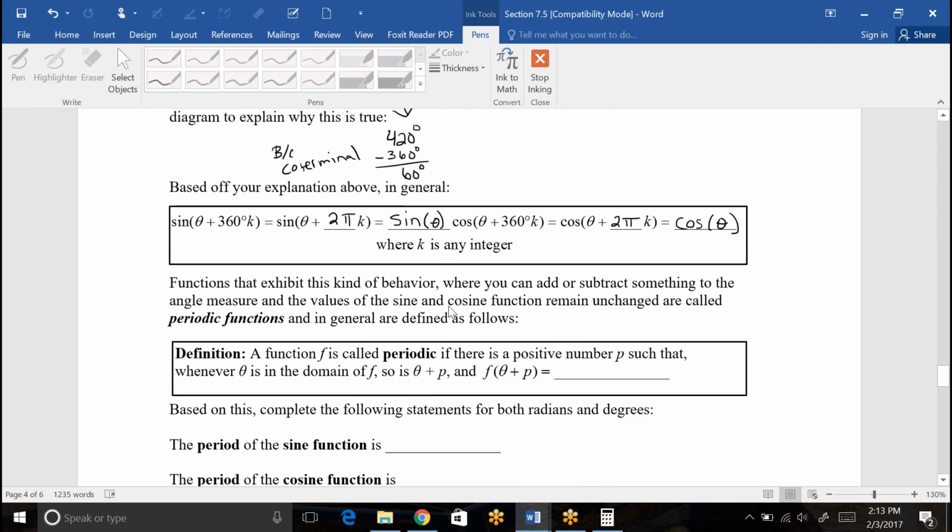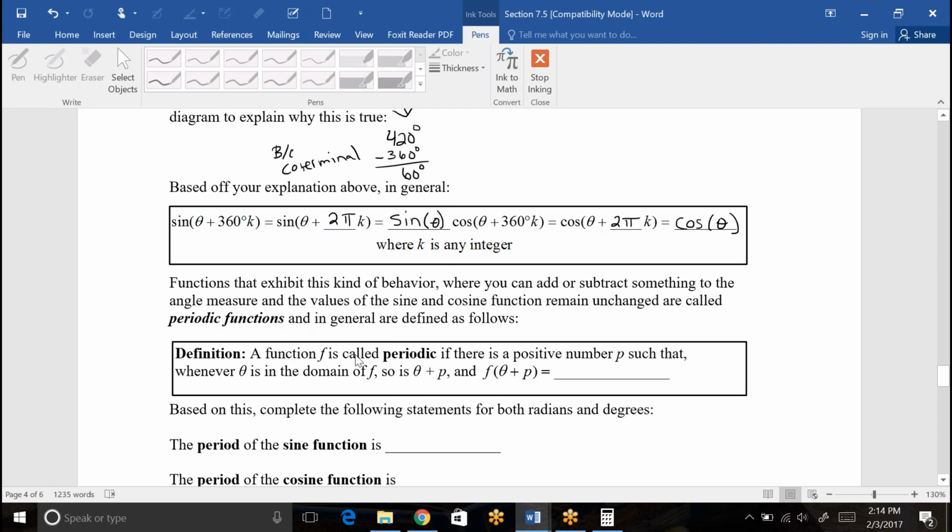Functions that exhibit this kind of behavior, where you can add or subtract something to the angle measure and the values of the sine and cosine function remain unchanged, in other words, sine of 420 was the same as sine of 60, are called periodic functions. And in general, they're defined as the following.